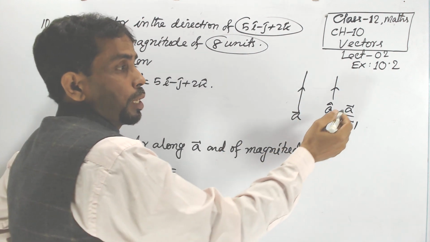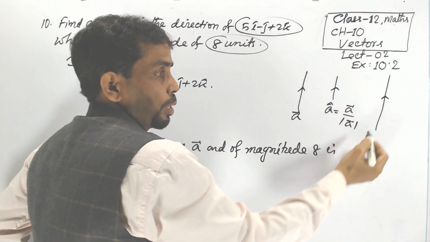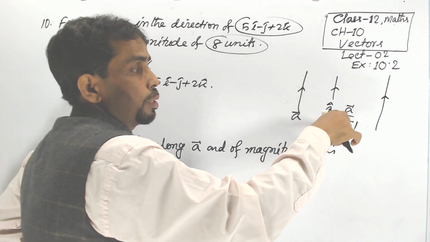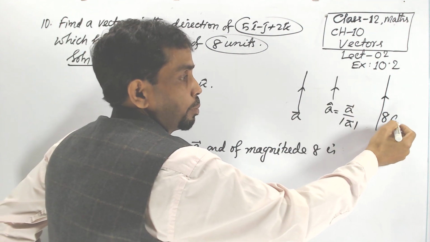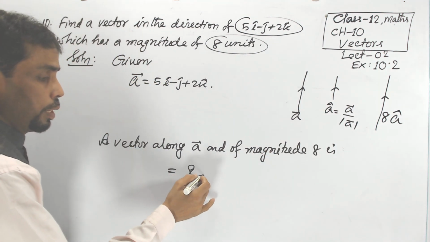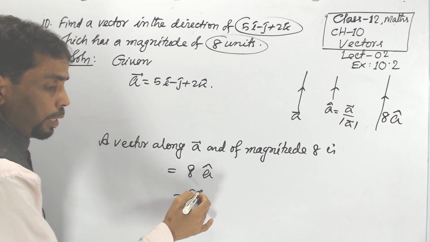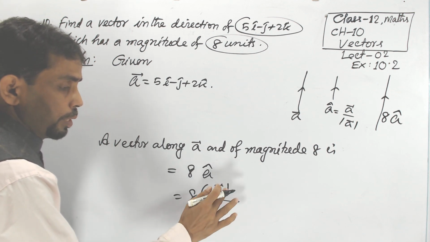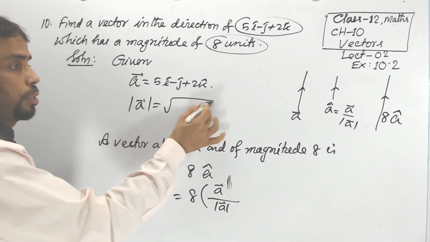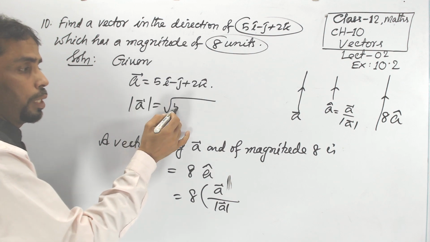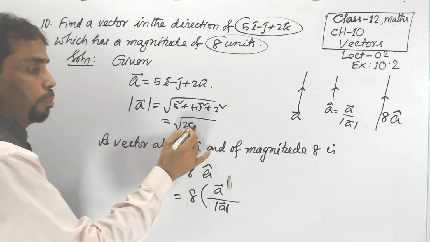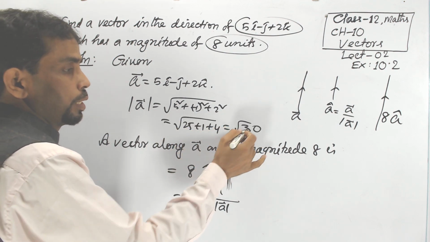Now you are asked to find, along the same vector, in the same direction, another vector whose magnitude should be 8. This one is magnitude 1. So to make magnitude 8, we have to just multiply by 8. That means we have to find 8 into A cap. And A cap is given by the vector divided by its magnitude. So at first we have to find the magnitude of the vector. Magnitude is under square root, coefficient of i square, coefficient of j square, coefficient of k square. It is 25 plus 1 plus 4, 30, square root of 30.